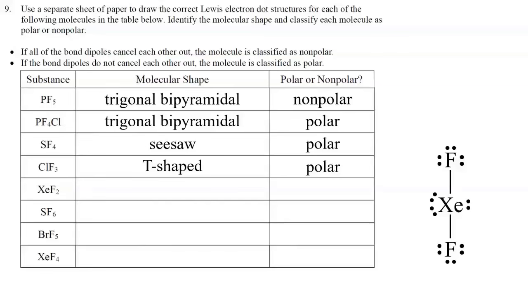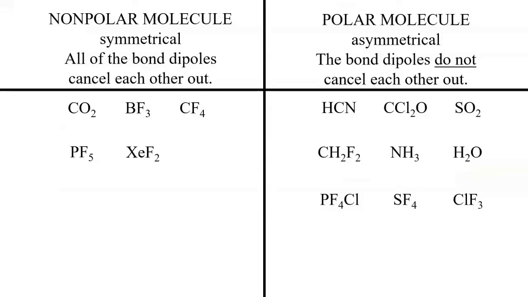So for that particular molecule, the molecular shape is linear. The 2 bond dipoles are the same magnitude and pointing in opposite directions. So like we saw earlier with carbon dioxide, these 2 bond dipoles in this linear molecule are going to cancel each other out. So XeF2, xenon difluoride, is classified as a nonpolar molecule because of symmetry. The 2 bond dipoles in that molecule will cancel each other out.